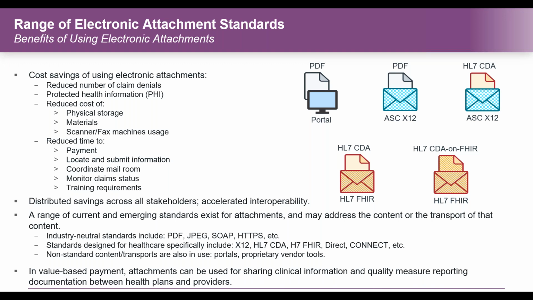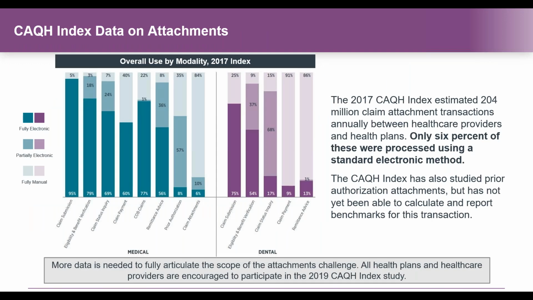If we move to the next slide, you can see that we have tracked through our index specific dollar amounts and volumes and percentages for attachments. In the latest index for 2017 that tracks attachments, you can see that a vast majority, 84%, if you look at the far right columns there, it's the lowest adoption often for attachments for a fully electronic model.